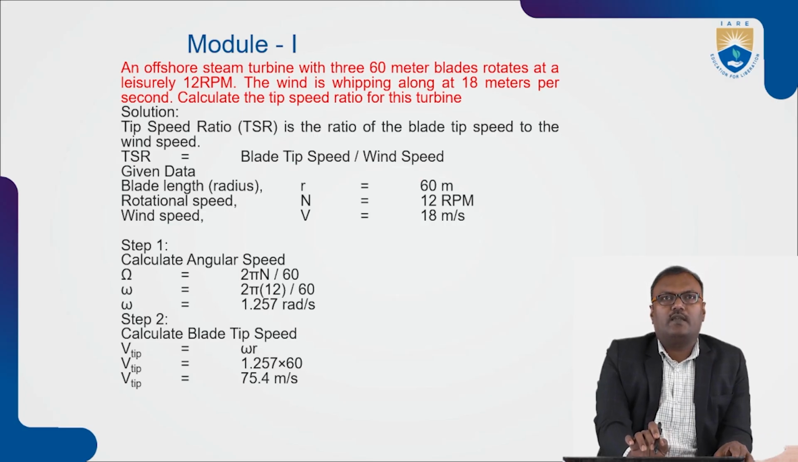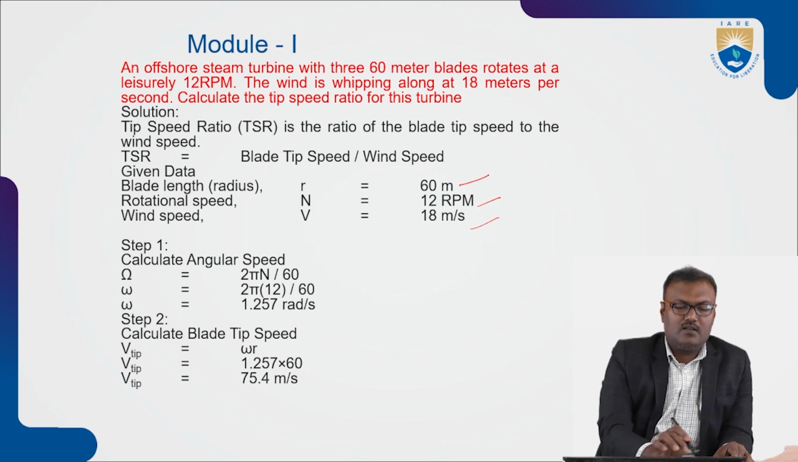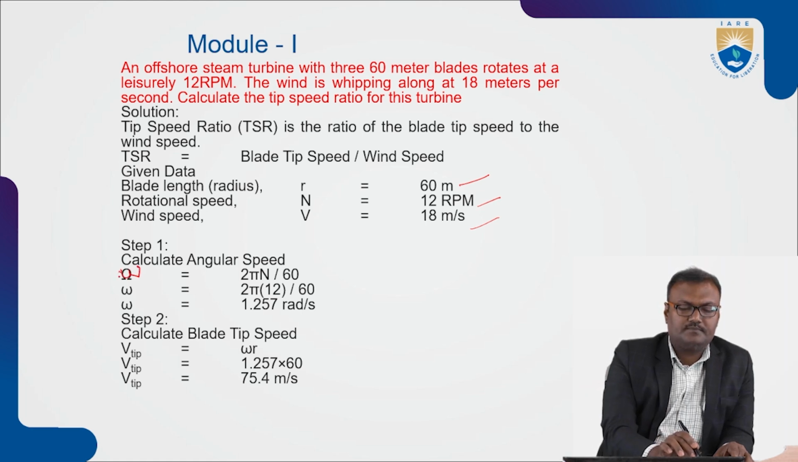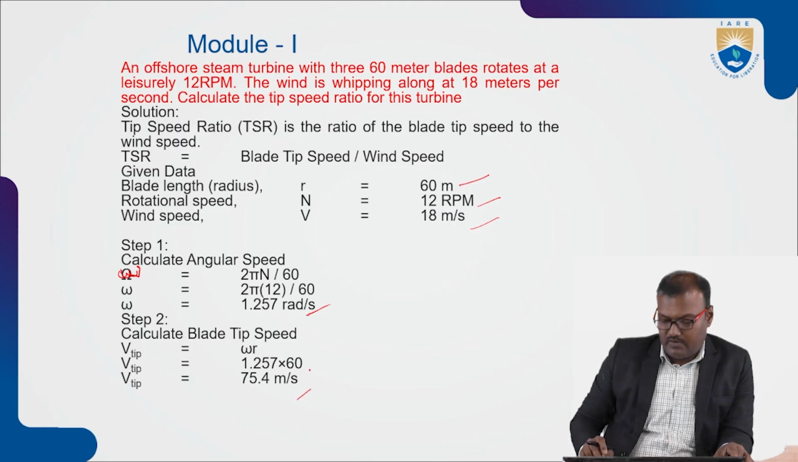So radius is given as 60 meters, rotational speed is 12 rpm, and velocity is 18 meters per second. So calculate the angular speed. Angular speed is 2 pi n by 60. It is 1.257 radians per second. And tip speed, that is blade tip speed, is omega r, which is 75.4 meters per second.